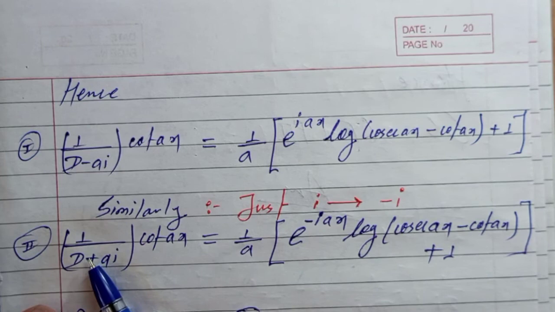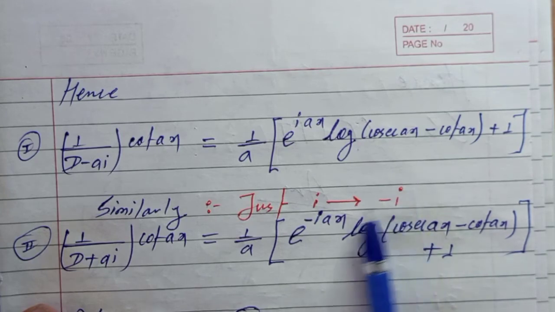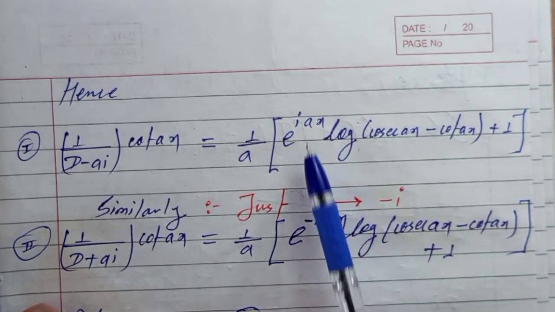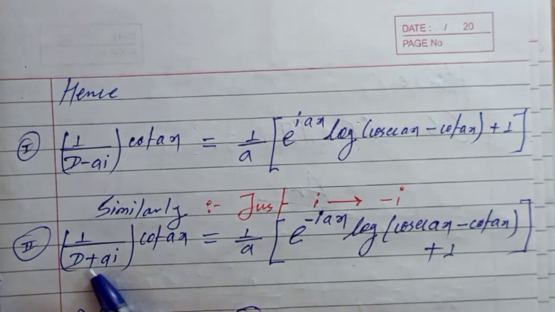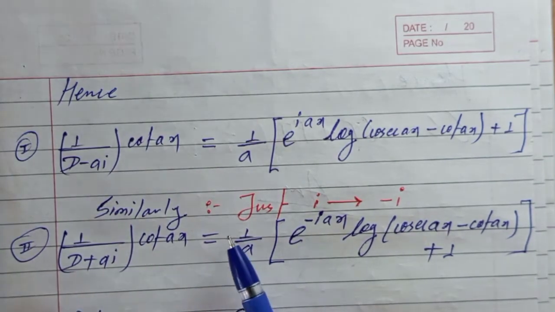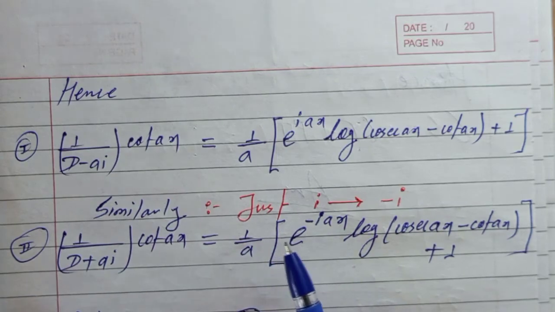So we need also the another term, that is D plus ai. So we'll just replace i by minus i. So we're going to get this form. Means wherever there is i, there will be minus i. So we got the value of 1 by D plus ai cot ax. So we got the values 1 and 2 both for our equation A.